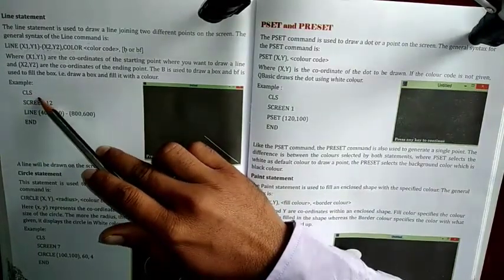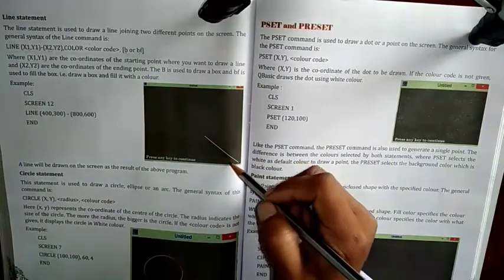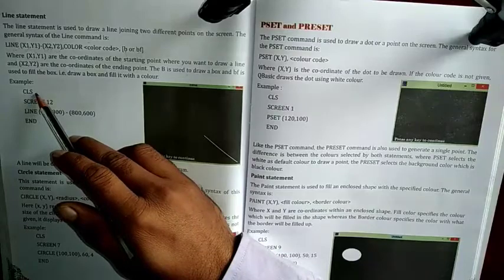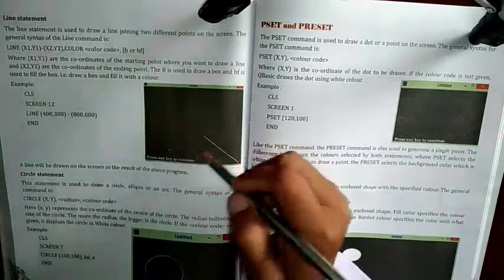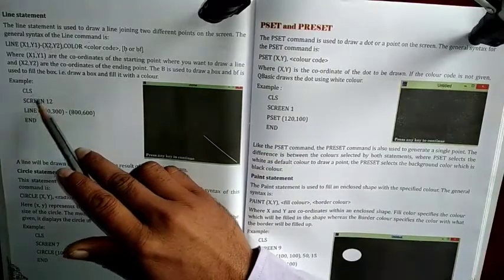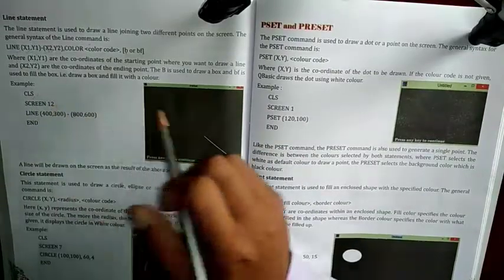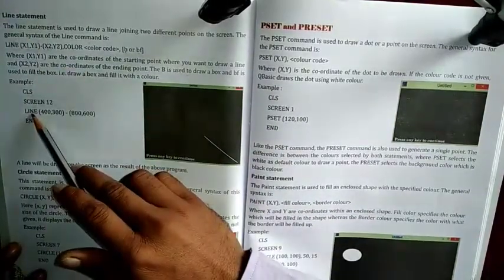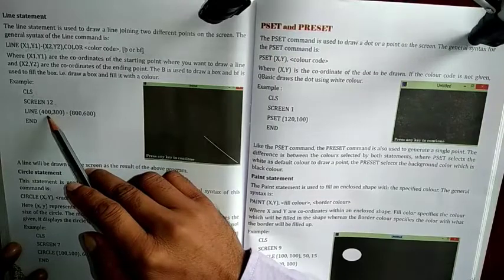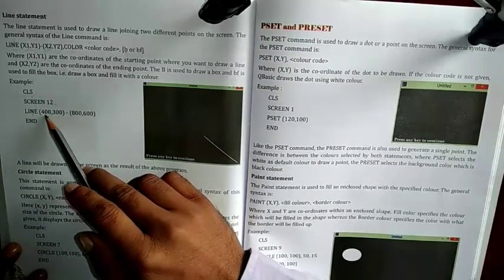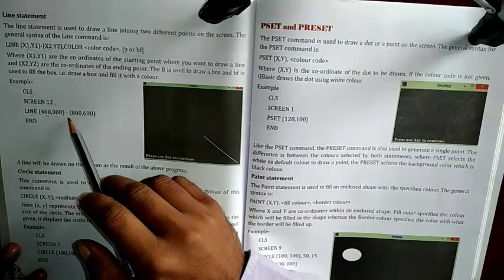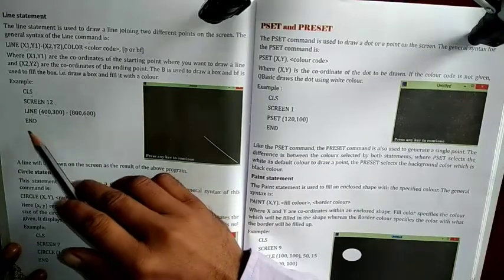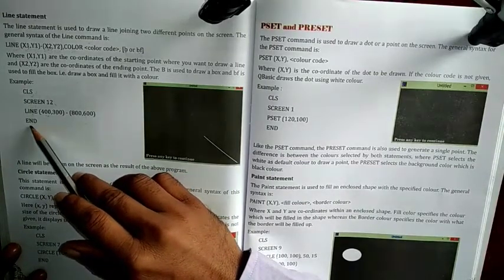Here is an example to generate a line. First we write the CLS statement, which clears the output screen. Then after, SCREEN 12, which sets the resolution of the screen. Then we use the LINE statement. Here we write the starting point coordinate x1 y1, and then the ending point coordinate. Then we finish the program, so we write the END statement.